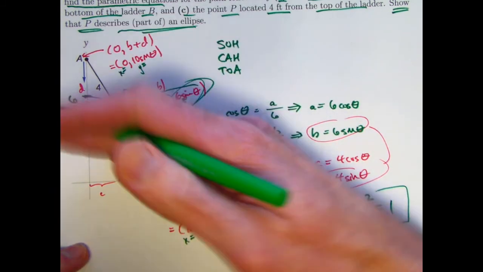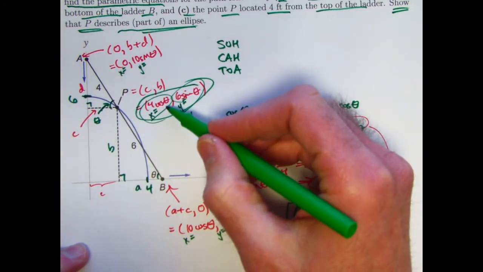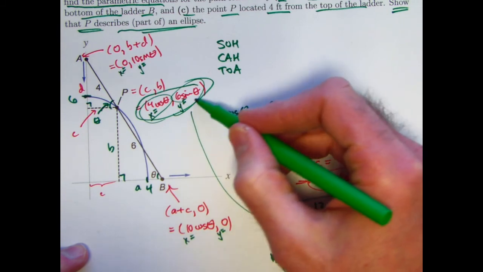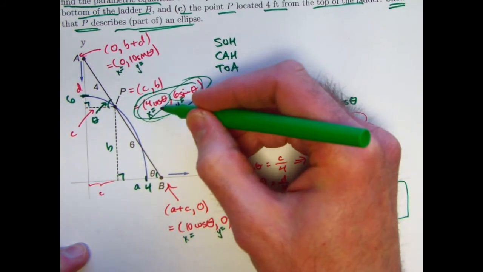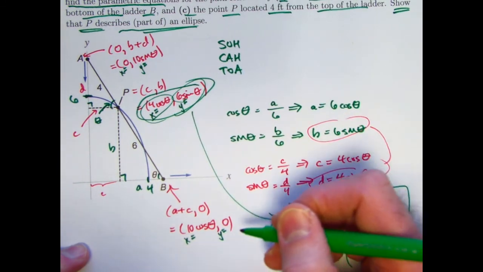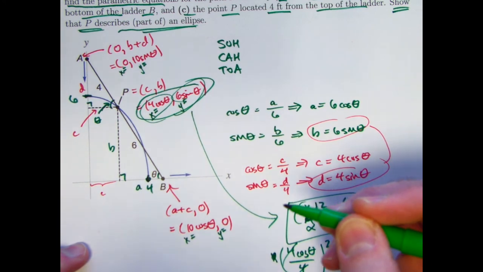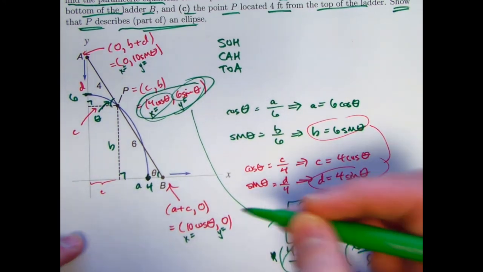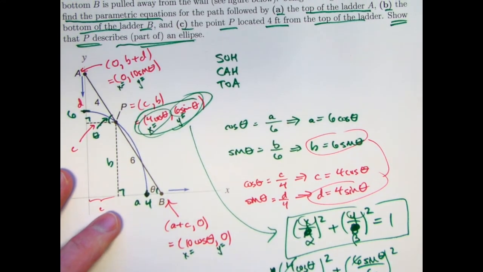And then when theta is small, 0, when the ladder's on the ground, cosine of 0 is 1, sine of 0 is 0. This is a 0 there, just matching that 0 there. 4 cosine of 0 is 4 times 1 is 4, matches this point right there. This point is the point whose coordinates are 4, 0. Okay, so that's some extra confirmation that we've done the right thing.